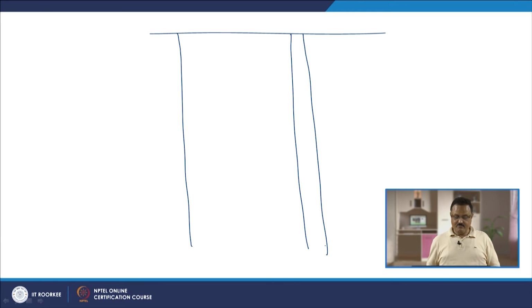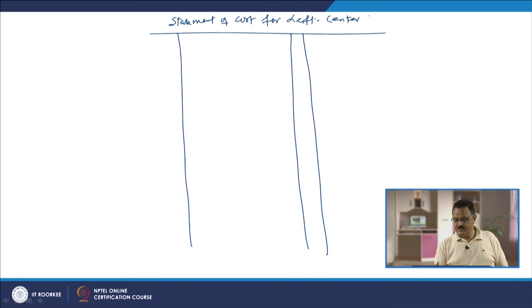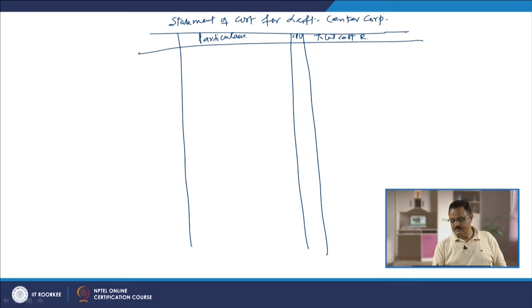So, we are talking about preparing the cost sheet or statement of cost for Left Center Corporation, right. Again we have the same format: particulars, then the cost per unit (CPU), and then the total cost in rupees. So, this is the format and now we will start preparing it.